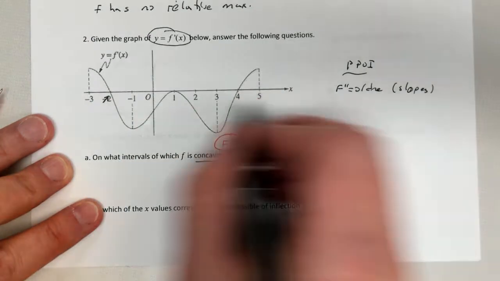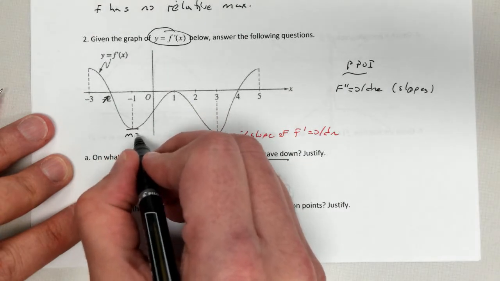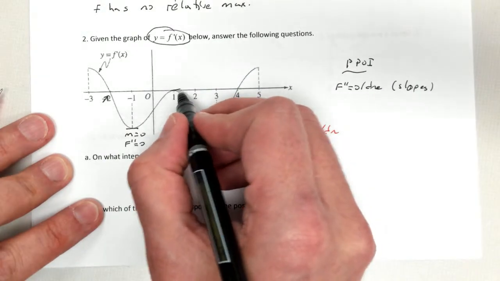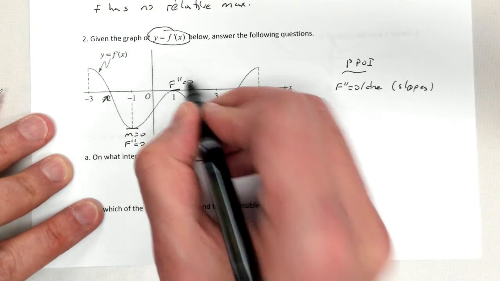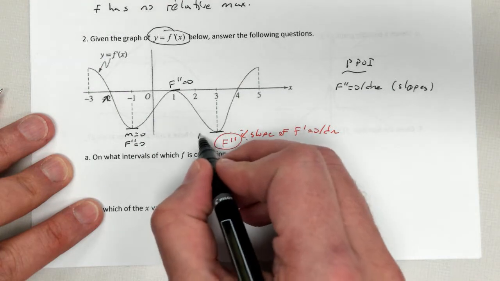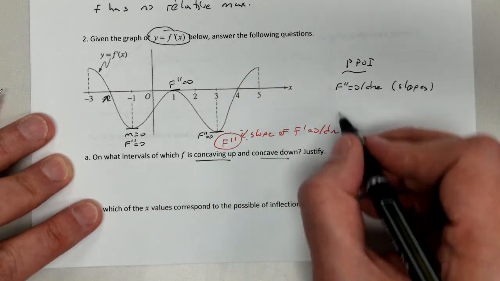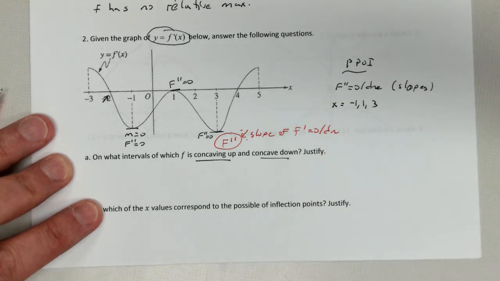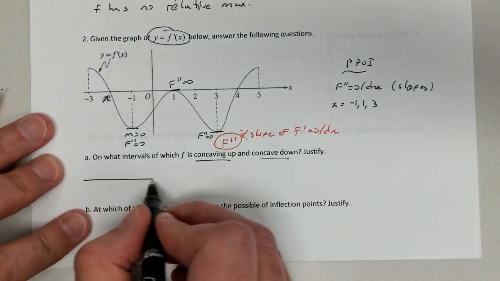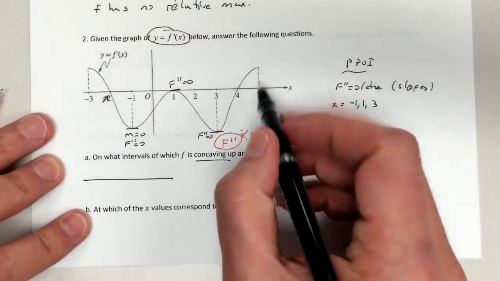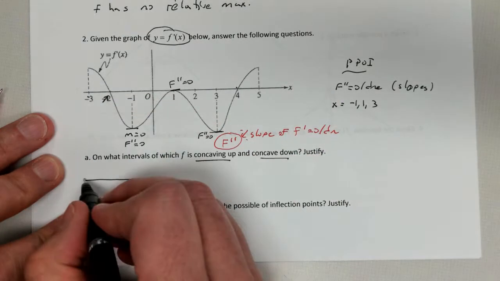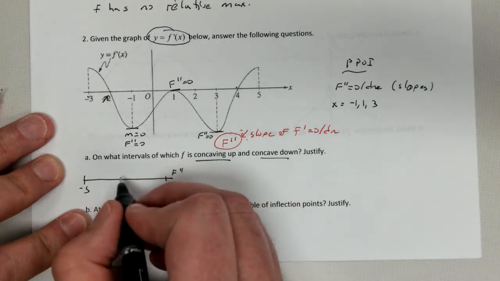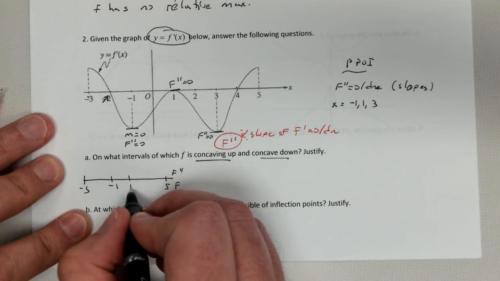And of course, where is the slope 0? It looks to be here at negative 1. So there's my slope is 0, so that's where a POI is, at negative 1. And here's another place where the second derivative is 0, at 1, and it looks to be at positive 3. So my possible points of inflection are going to be negative 1, 1, and 3. And I'm going to do my sign chart. I'll do it down here. Again, this one kind of looks like it stops at negative 3 and ends at 5. So we have a domain restriction here. Negative 1, and 1, and 3.